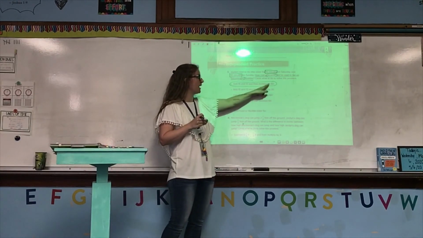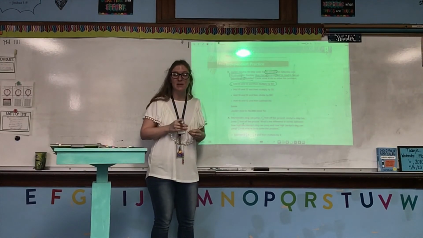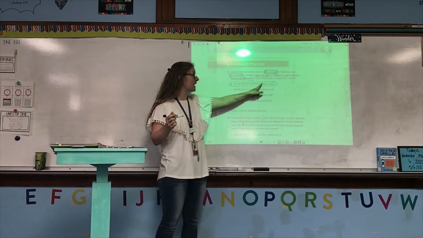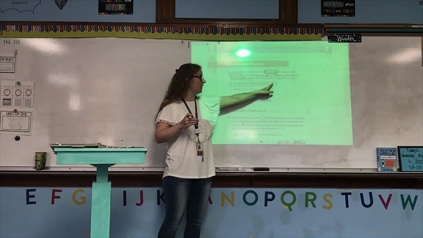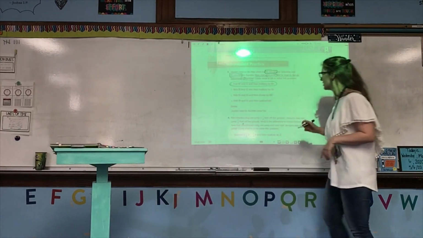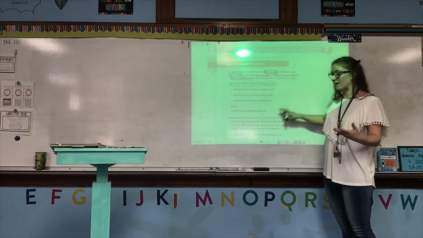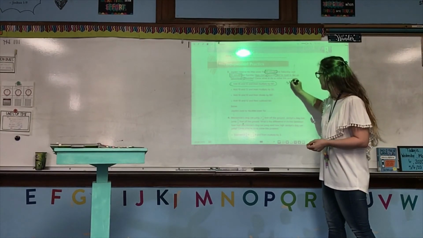Then we have to multiply by 60 in order to convert the minutes into seconds, because minutes are bigger than seconds. Big to small, you multiply, and there are 60 seconds in a minute. So what that is going to look like is this, because we have to solve it. Go ahead and show your work to the side.